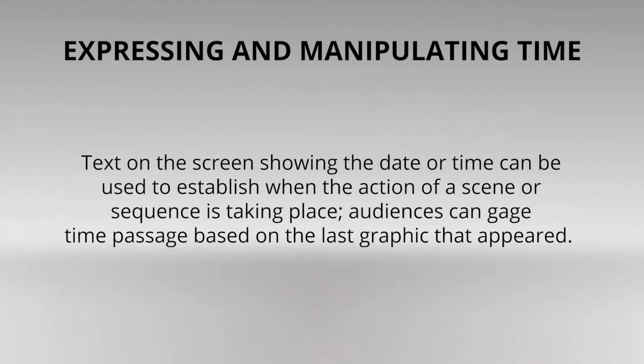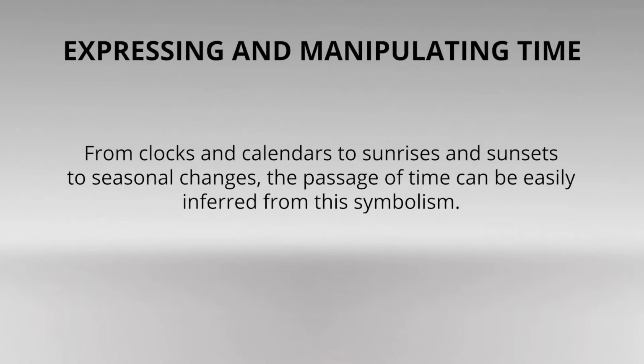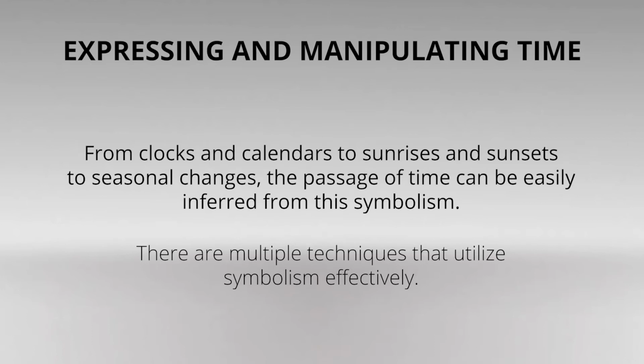Text on the screen showing the date or time can be used to establish when the action of a scene or sequence is taking place. Audiences can gauge time passage based on the last graphic that appeared. While time is an abstract concept, objects associated with time are very concrete. From clocks and calendars to sunrises and sunsets to seasonal changes, the passage of time can be easily inferred from the symbolism. There are multiple techniques that utilize symbolism effectively.